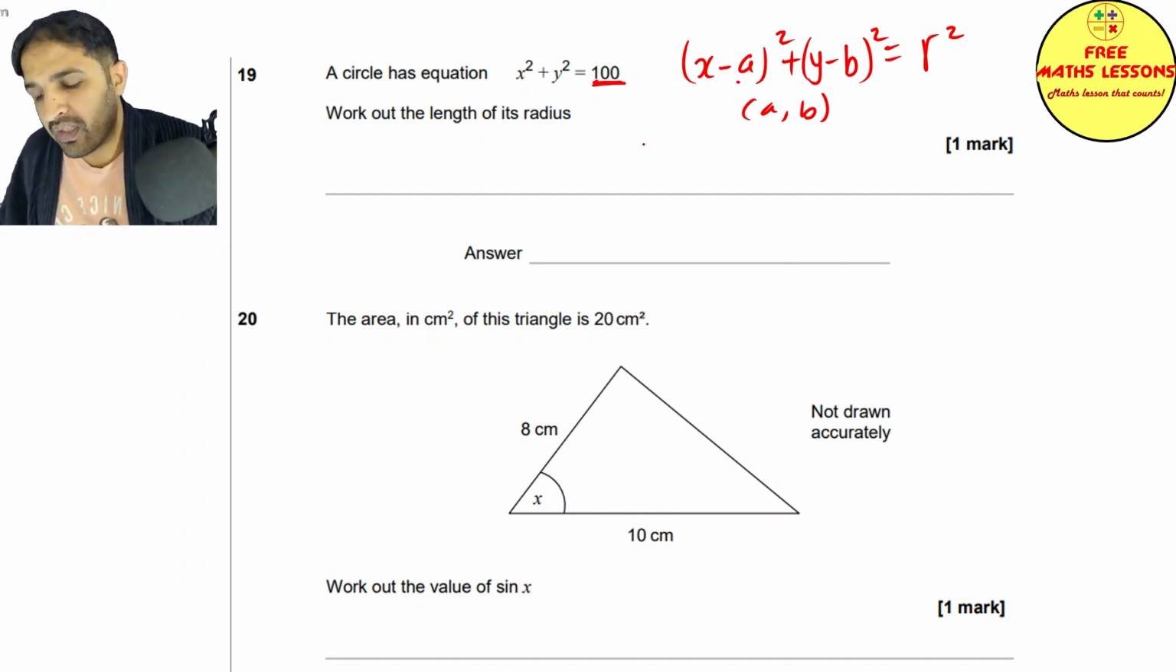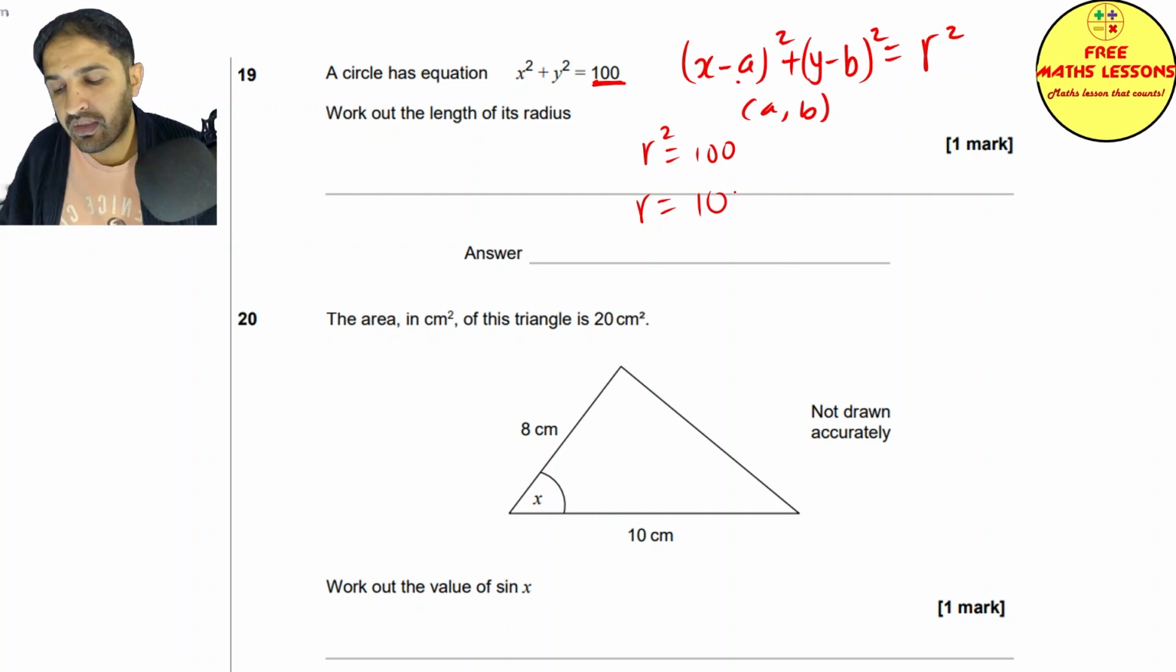So r squared is equal to 100. So the radius squared is equal to 100, so the radius has to be 10. That's it. But that comes from this equation. Okay, that's the equation of a circle.